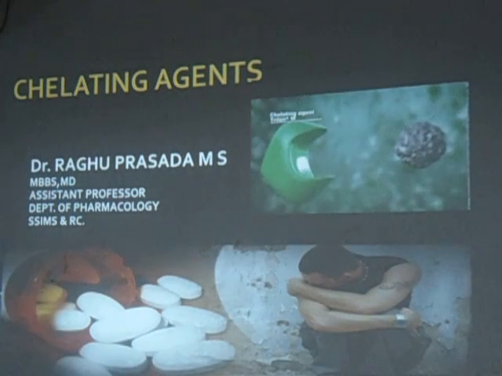Can we overload a person with iron? Yes. When is it possible? If you are treating the patient with anemia. Can there be iron overload in any other condition? One is anemia, where you are directly giving iron to patients. Other than that, can you name one condition where we give repeated blood transfusions? Thalassemia. Okay, so thalassemia is the one condition where you can get this iron toxicity.